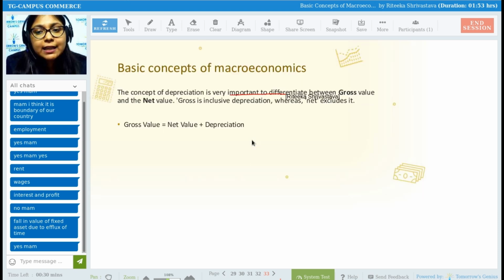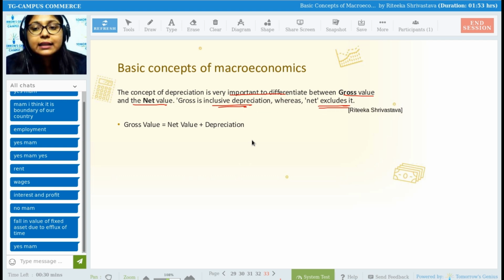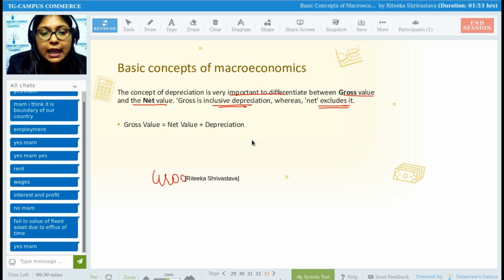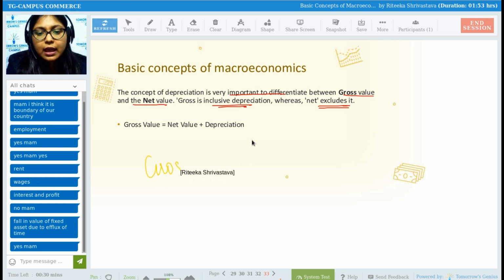The concept of depreciation is very important to differentiate between gross value and net value. Gross is inclusive of depreciation, whereas net is exclusive of depreciation. So basically we already studied what is gross value and what is net value.